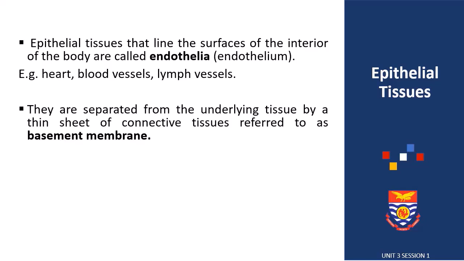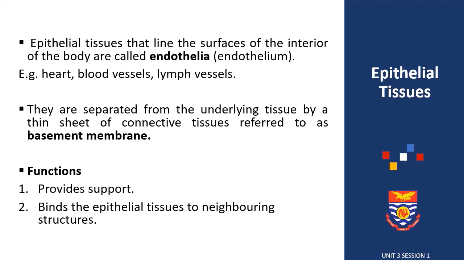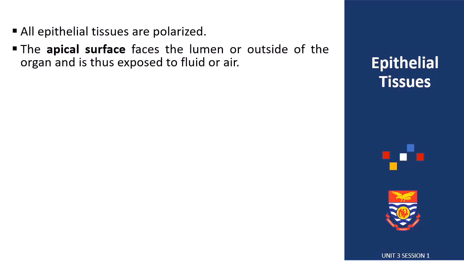These epithelial tissues are separated from the underlying tissue by a thin layer of connective tissue, referred to as the basement membrane. So this basement membrane functions to provide support and binds the epithelial tissues to neighboring structures. Epithelial tissues are said to be polarized in that they have 2 different sides. And the 2 different sides are the apical surface and the basal surface.